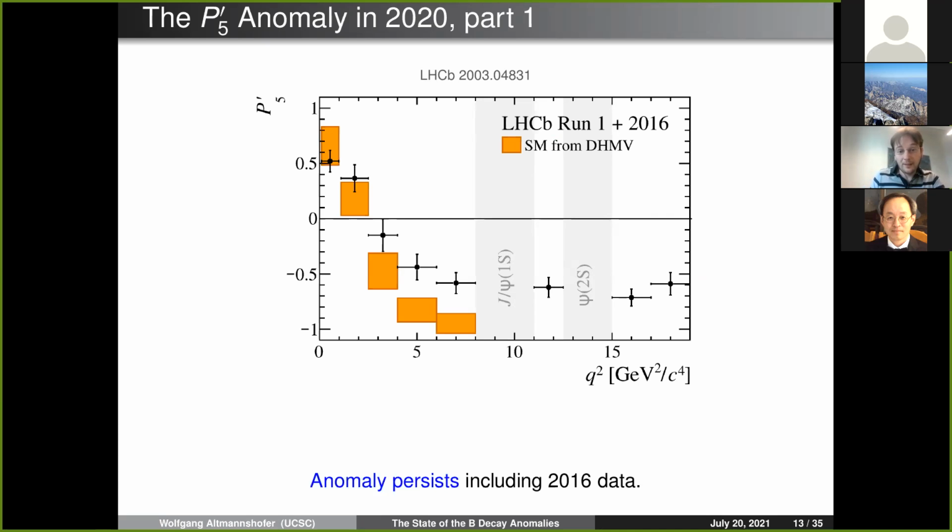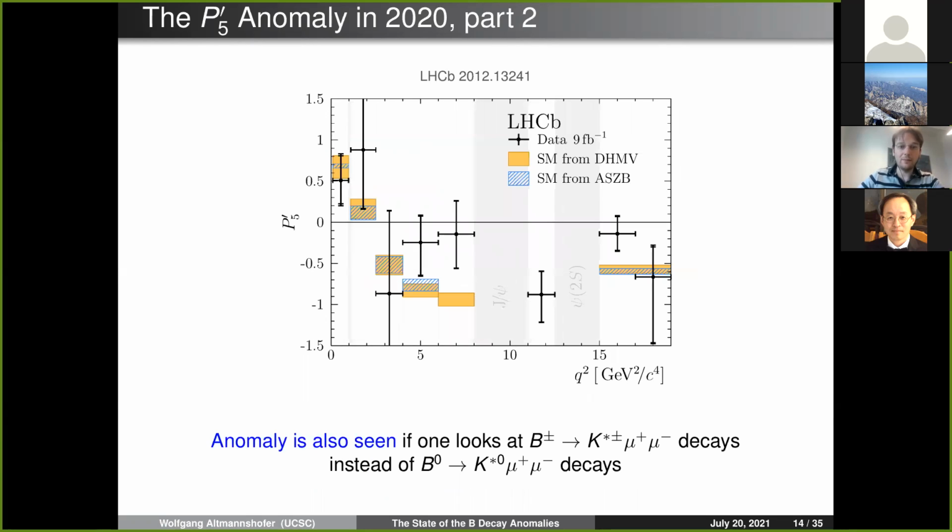In any case, this P5 prime measurement is done in the neutral B meson decay, when a neutral B meson decays into a neutral K star and mu plus mu minus, and then the K star goes into a charged K and a charged pion. That's the easiest channel to look for experimentally at LHCb. But they also have a measurement from half a year ago or so, which looks at P5 prime in the context of charged B meson decay.